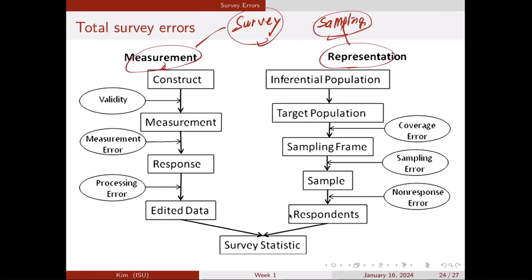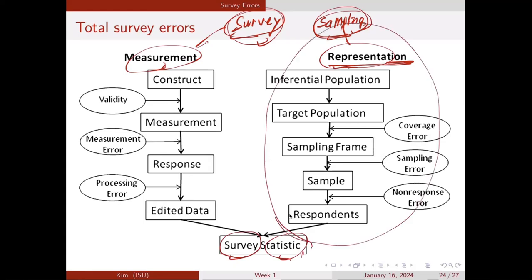So measurement. One is the measurement aspect. The other one is the sampling aspect. From the sampling side, we want representation. Our sample should represent the population. A survey should measure what we want correctly, right? Accurately. So these are survey and statistics. And we as statisticians care more about the right side. The left side is not really our area.